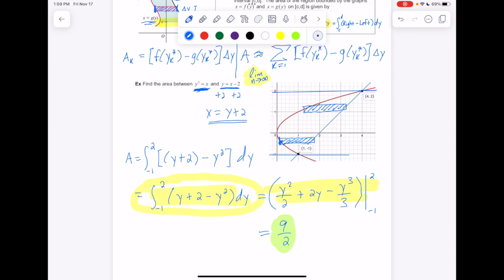So just give this some practice, get used to it both ways. As we go on to the next sections in the book, we're going to do more dy problems, so we'll get more practice with it. But here's a couple examples. Hopefully that's helpful. Good luck as you go into the homework. That wraps up section 6.2.